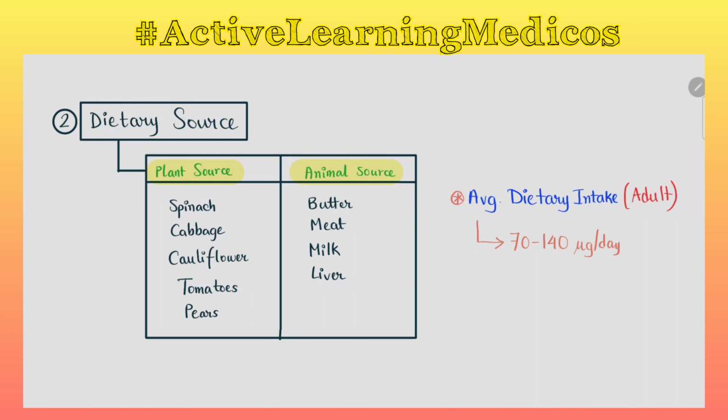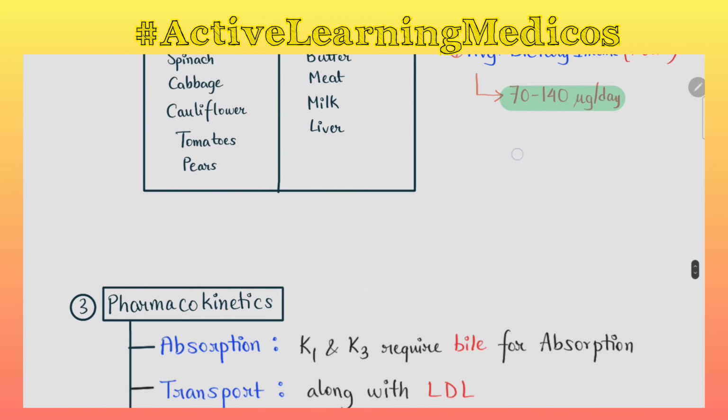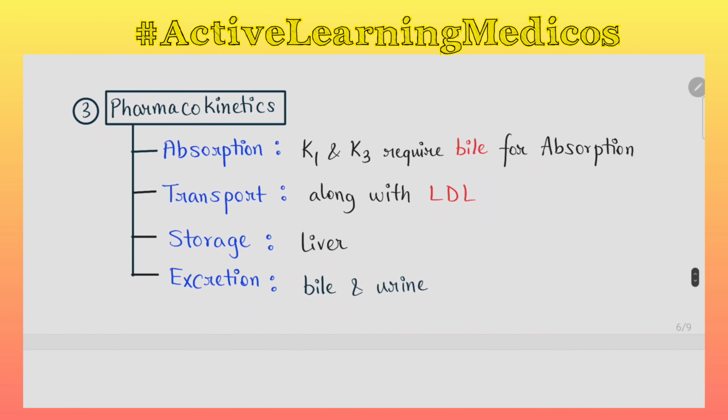The very important point here to be remembered is the average dietary intake of an adult, which is 70 to 140 microgram per day. This is very important. So let's come to the pharmacokinetics. The pharmacokinetics is very easy. Absorption, K1 and K3 require bile for absorption because they are fat soluble, transported along with the LDL. Storage is in liver, excretion in bile and urine.